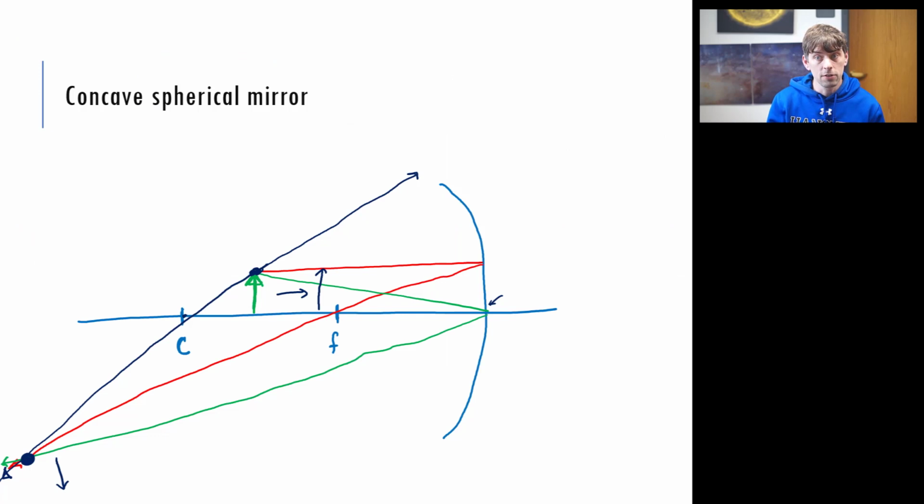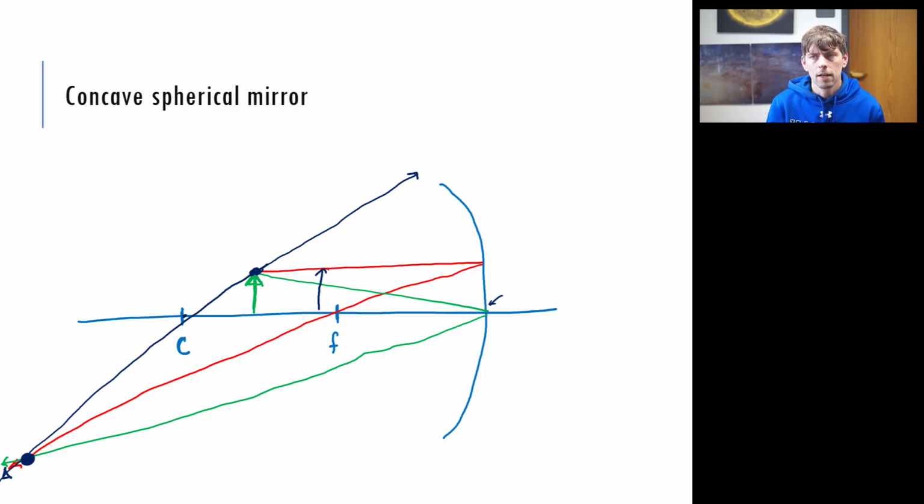And so this intersection point between the red, the green, and presumably the blue ray, that intersection point, will it get closer to the mirror or will it get further away? Yeah, good. It'll get further away. So as the object gets closer and closer to the focal point, the image will get larger and larger in magnification.